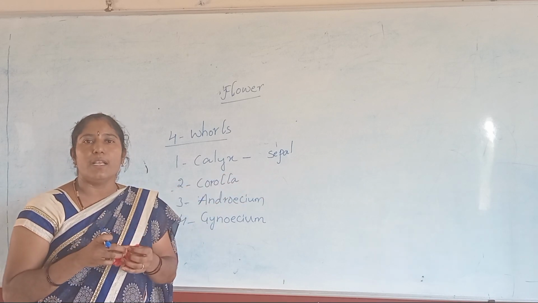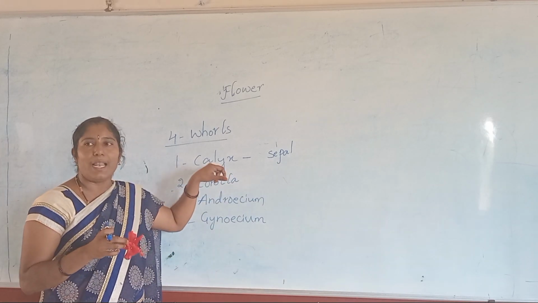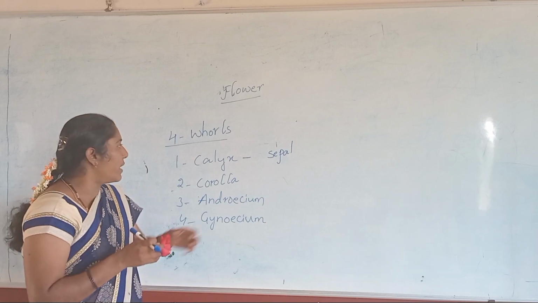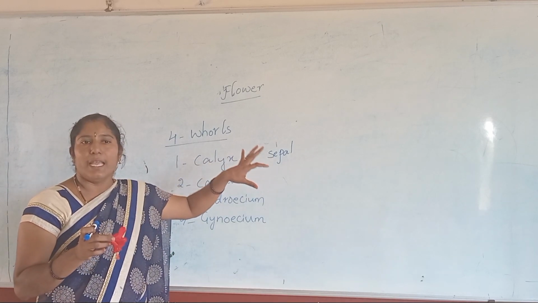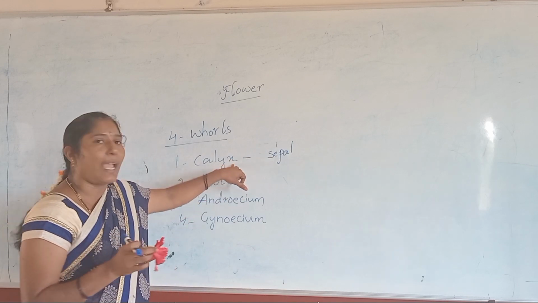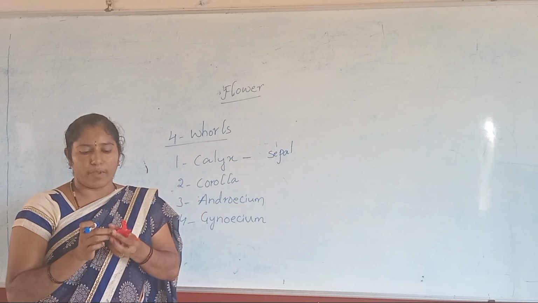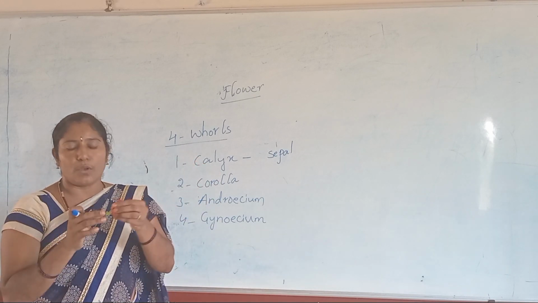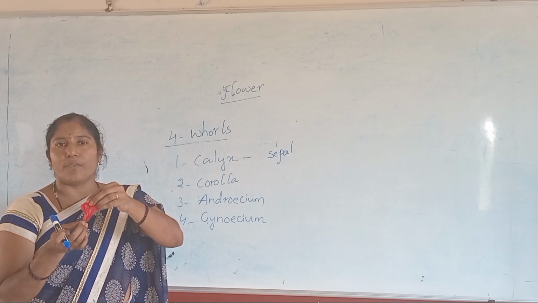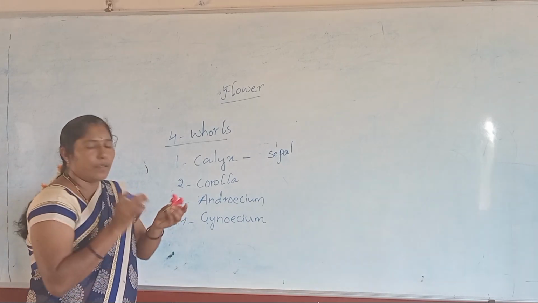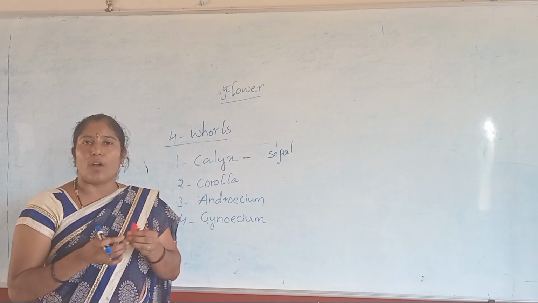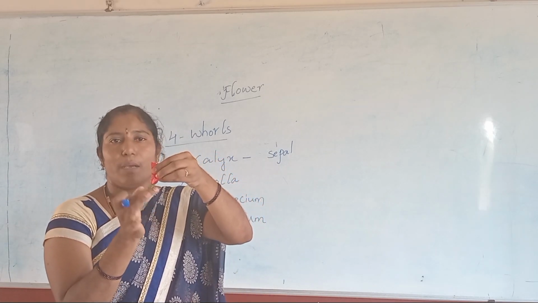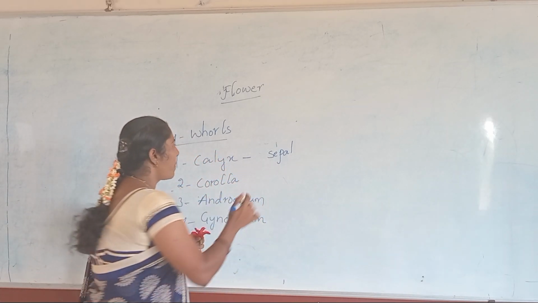What is the function of the calyx? It protects the internal parts of the flower. What is the color of the calyx? It is green in color. In which whorl is it present? It is present in the first whorl, the outermost whorl. The units present in the calyx are called sepals. In hibiscus, five sepals are present.